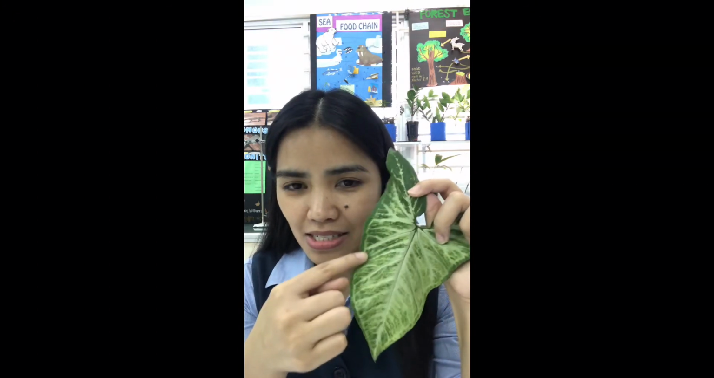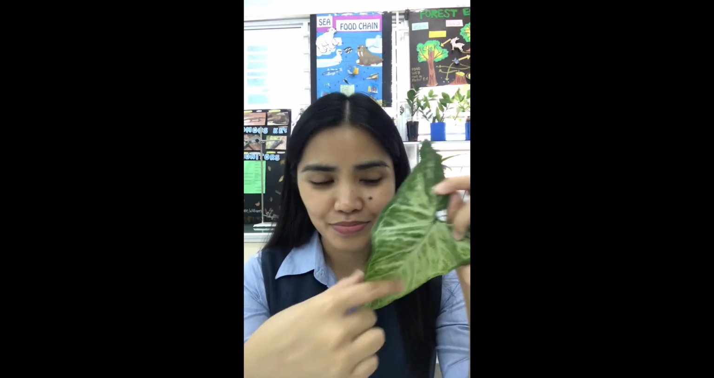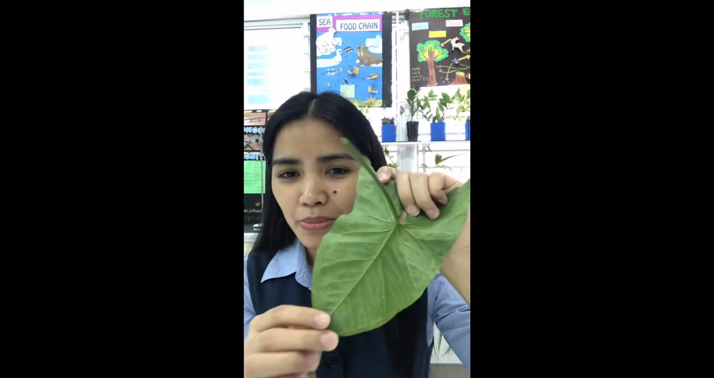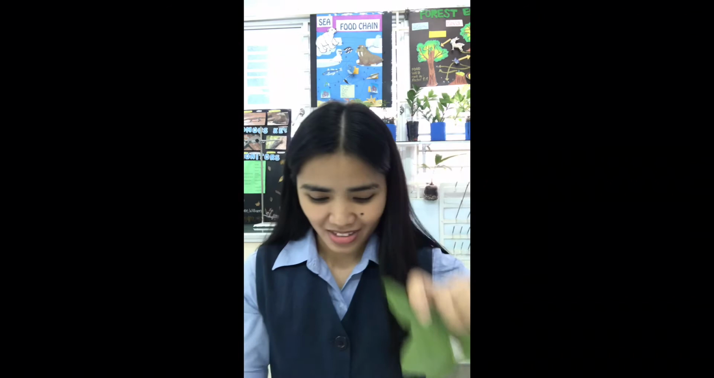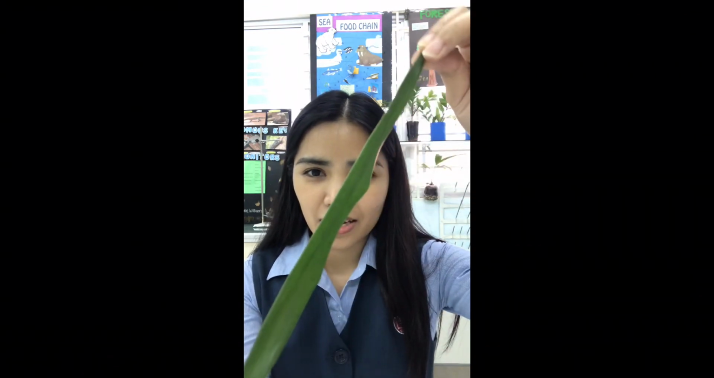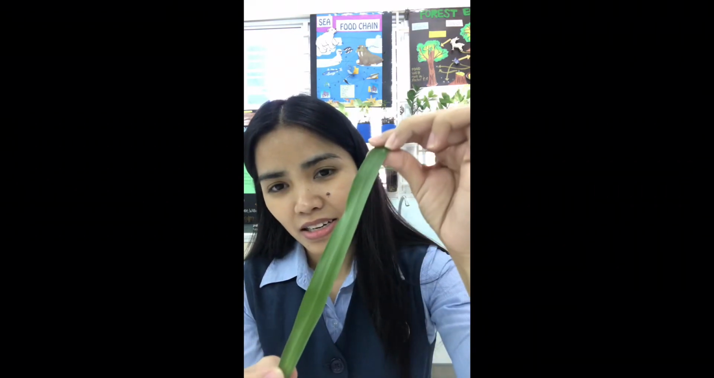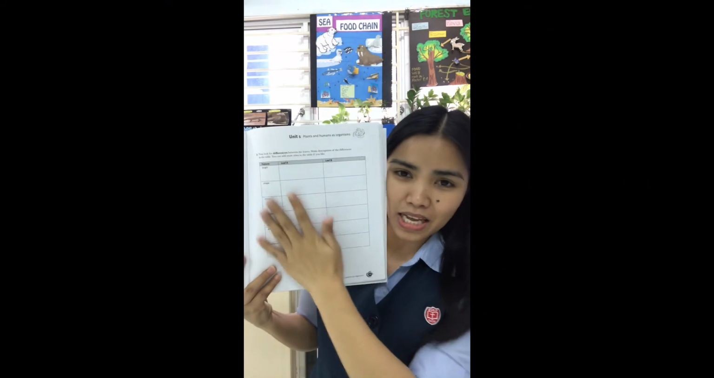For example, this veins right here, or at the back, I think it's more visible. And then you also do the same to leaf B. Okay, check the patterns. And then when you have completed your table, you're good. Okay, so you have to complete this table.